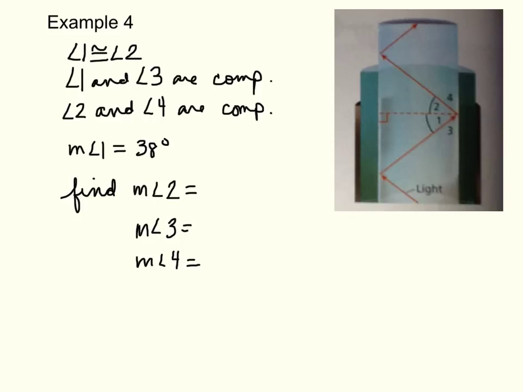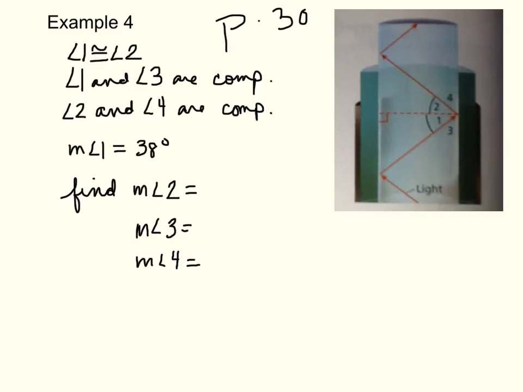Example number 4. Now this picture is on page 30 if you want to follow along. It says that light passing through a fiber optic cable reflects off the walls in this way. So light reflects as it bounces off this fiber optic cable. We know that angle 1 and angle 2 are congruent. Angle 1 and angle 3 are complementary. Angle 2 and angle 4 are complementary. We know the measure of angle 1 is 38 degrees. Try to solve this yourself. Pause the video, figure out the measures of angle 2, 3, and 4.